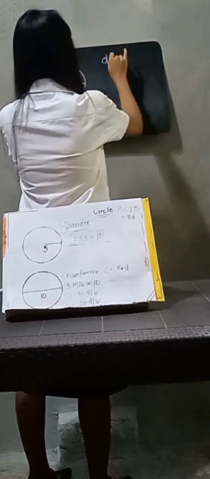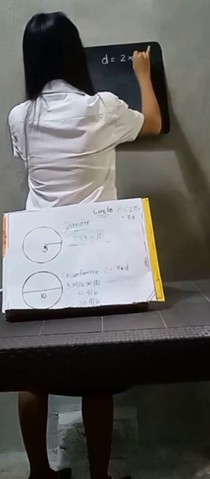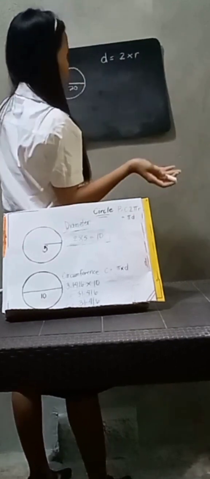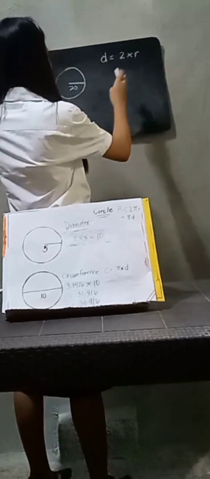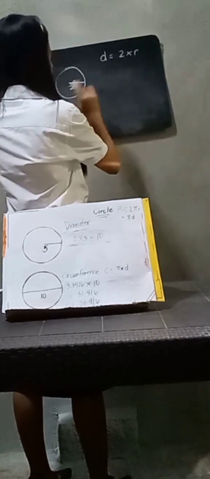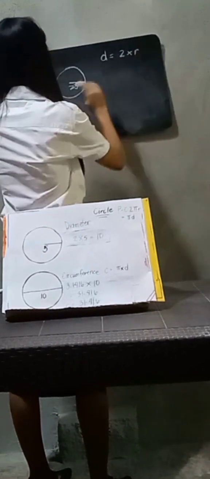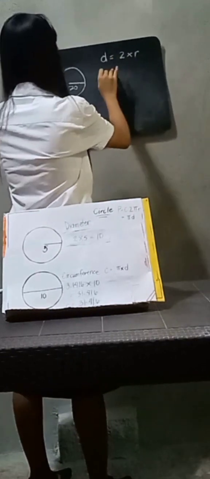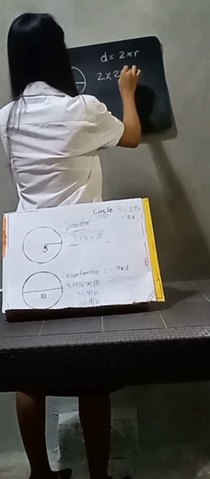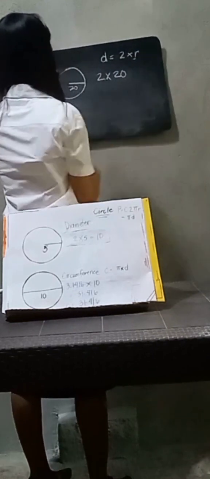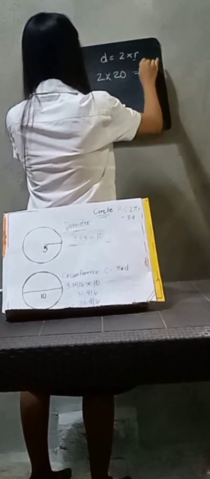Diameter equals 2 times r. That is the formula we're going to use when getting the diameter. We will multiply the 2 to this r, or the radius. So we have 2 times 20, that is our radius. So 2 times 20 equals 40.